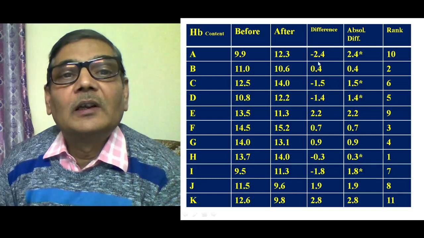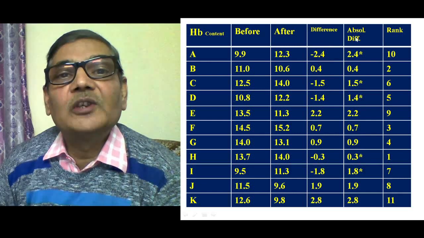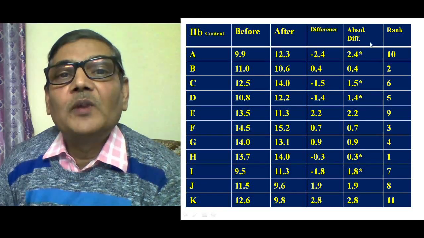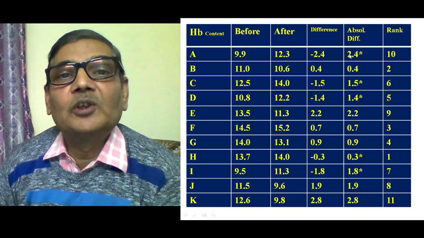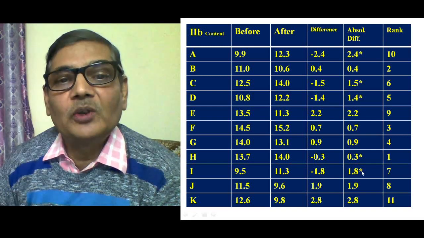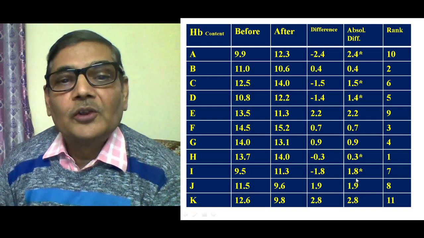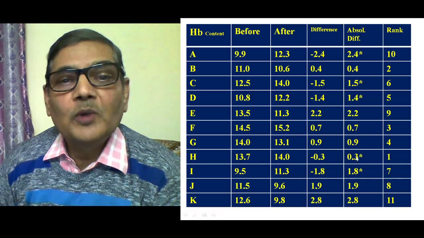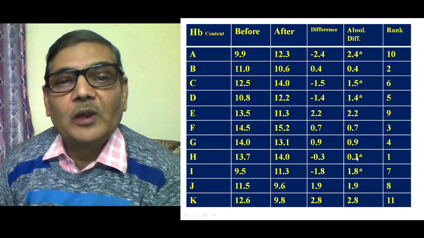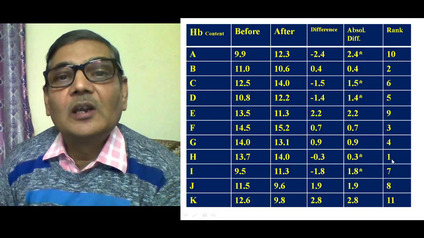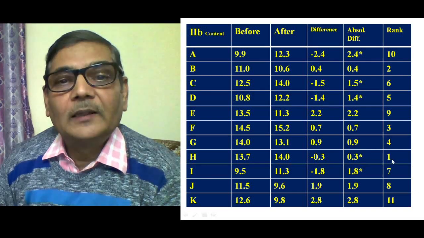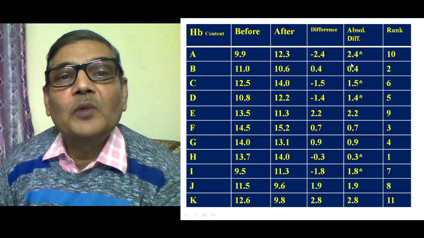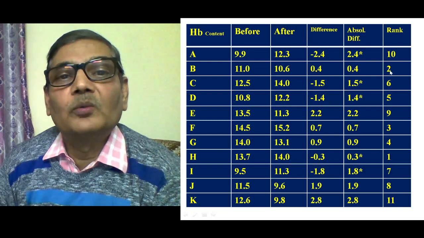After converting these difference values into absolute differences, we are going to rank the absolute difference values. We are simply going to rank the values. What we observe is that 0.3 is the lowest value, so this will be assigned rank 1. Then the next value is 0.4, and this is being given rank 2.